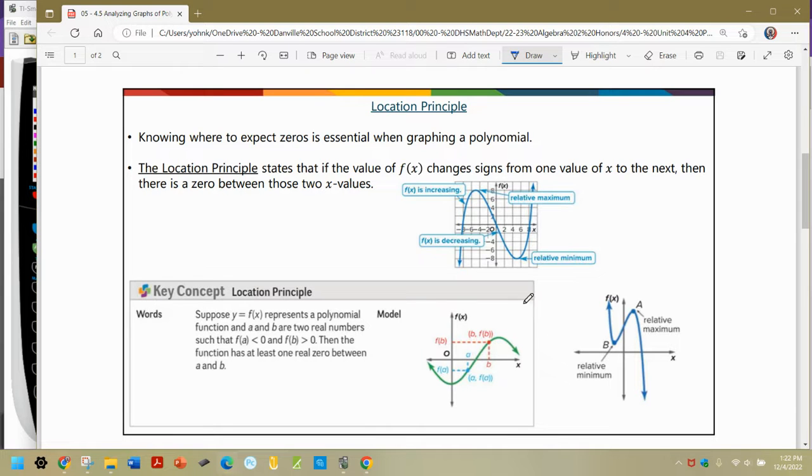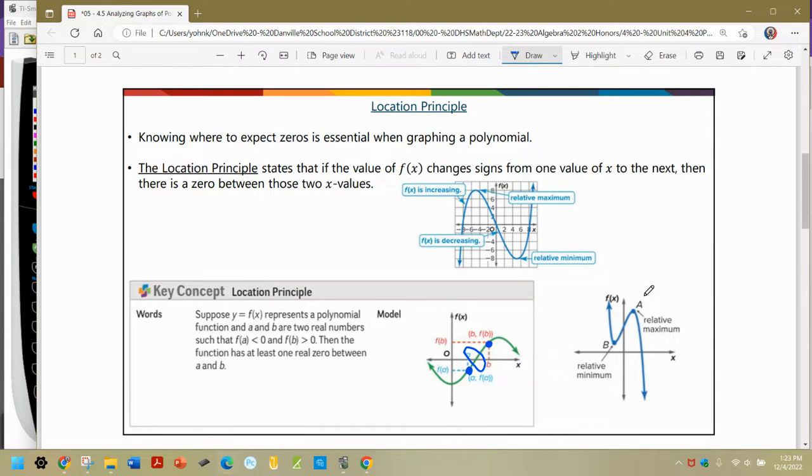So look at this picture down here at the bottom. The function that we're graphing is in green. And the location principle says that if at one spot the function value is, say, negative, and at the next x value the function value is positive, then somewhere in between, the function must have crossed the x-axis or been zero. So the location principle, a fancy name for: if the function's y value is positive and then the function's next y value is negative, somewhere in between it crossed the x-axis and was zero.